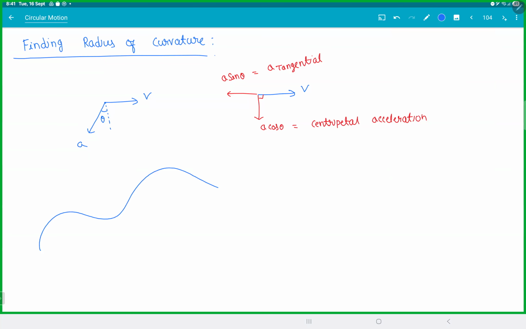So if something is going in a curve like this, if this is your velocity, we'll have a centripetal and a tangential component. It could be in the other direction also. Basically this a centripetal will be towards the center of the circle. So keep this in mind: whenever they ask you to find the radius of curvature, don't touch the velocity. Keep it as it is. Resolve the acceleration.